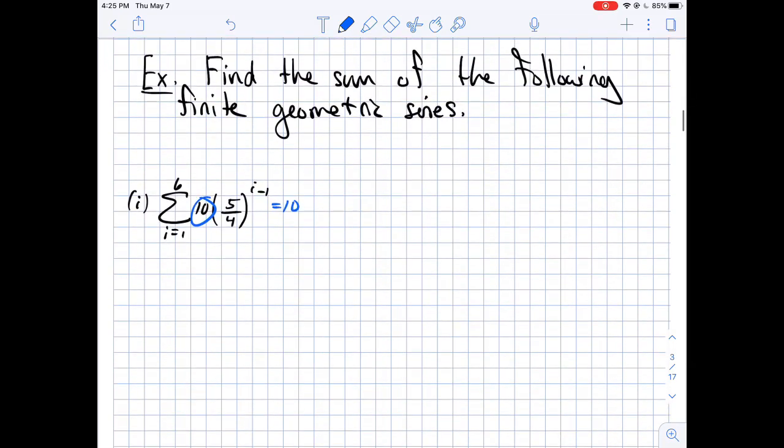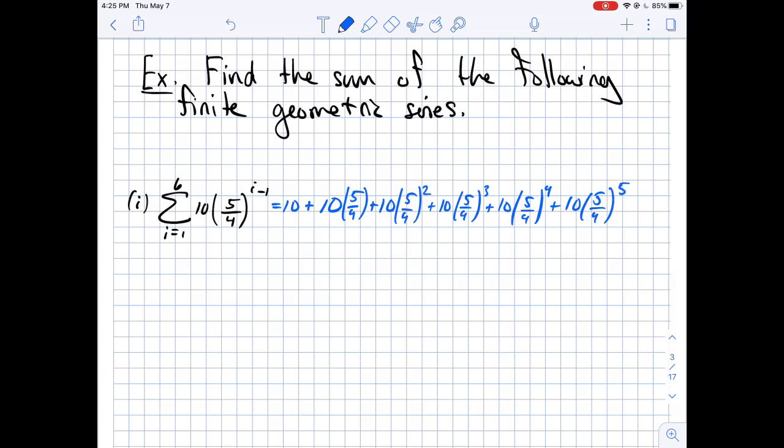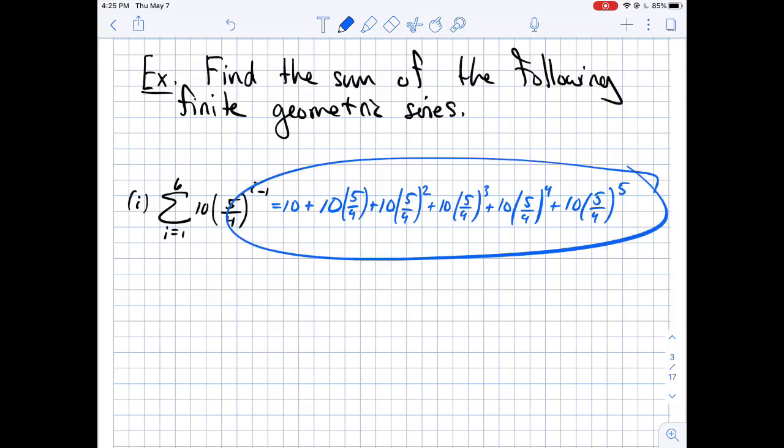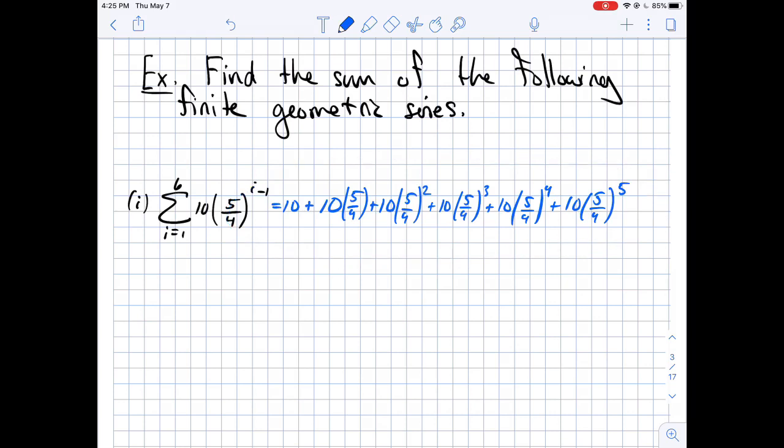What's going to be my second term? Well, I'm going to take 10 and multiply it by the common ratio, which is 5 over 4, and I'm going to keep doing this. Each time I multiply by the common ratio, that exponent increases by 1, and we're doing this 6 times. So that means the very last term is going to have an exponent of 5. And I want to know what happens if I take all 6 of these terms and add them up.